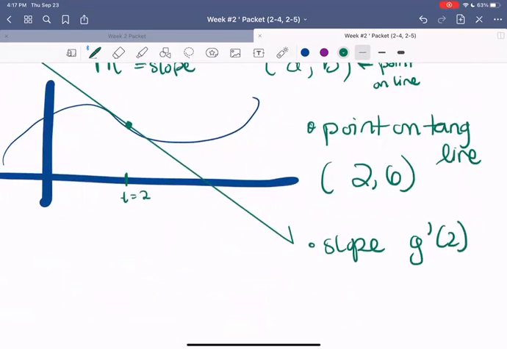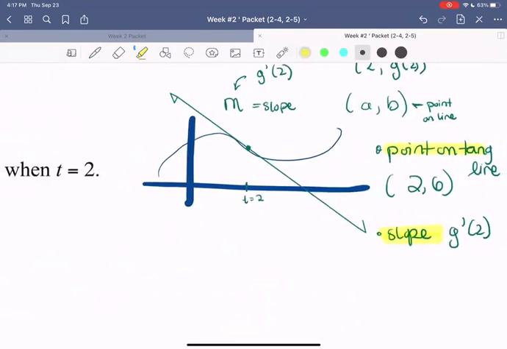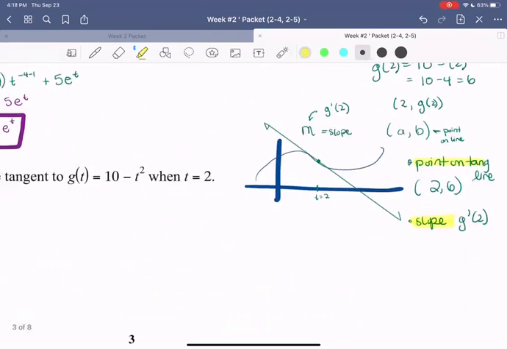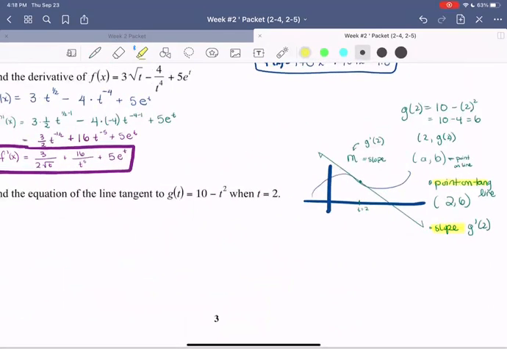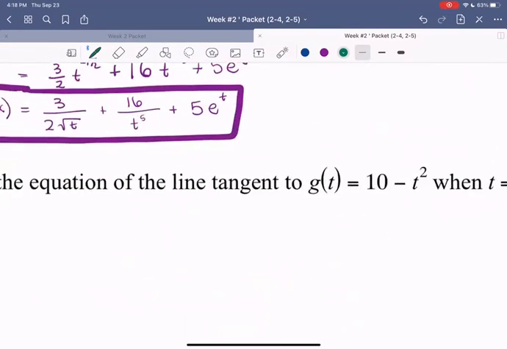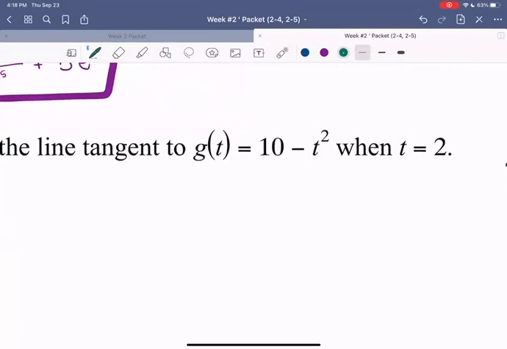In order to find that slope, we need to find the derivative of our function g of t. So let's do that. At this point, I encourage you to pause the video if you haven't done so already to see if you can compute what the derivative of g of t is. And when you're ready, let's look at it together.